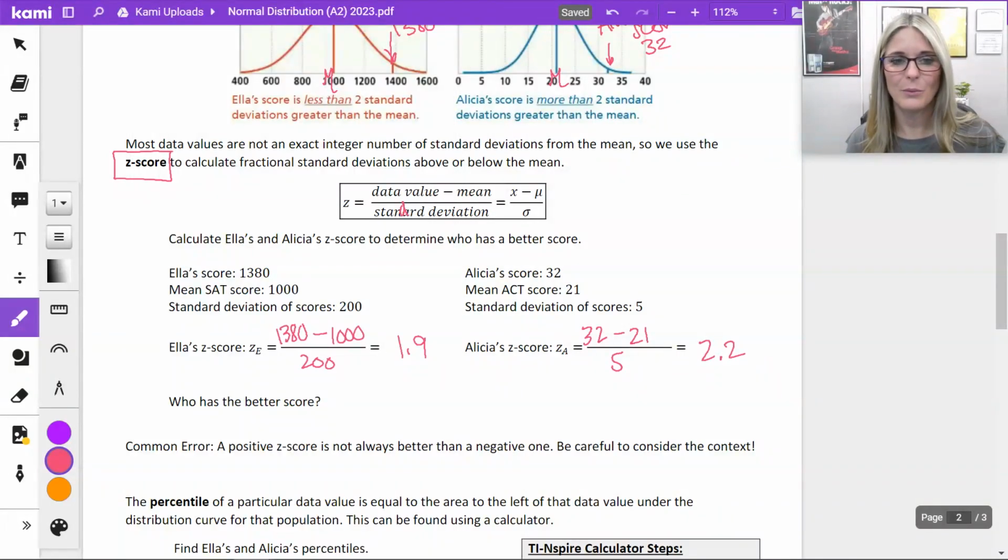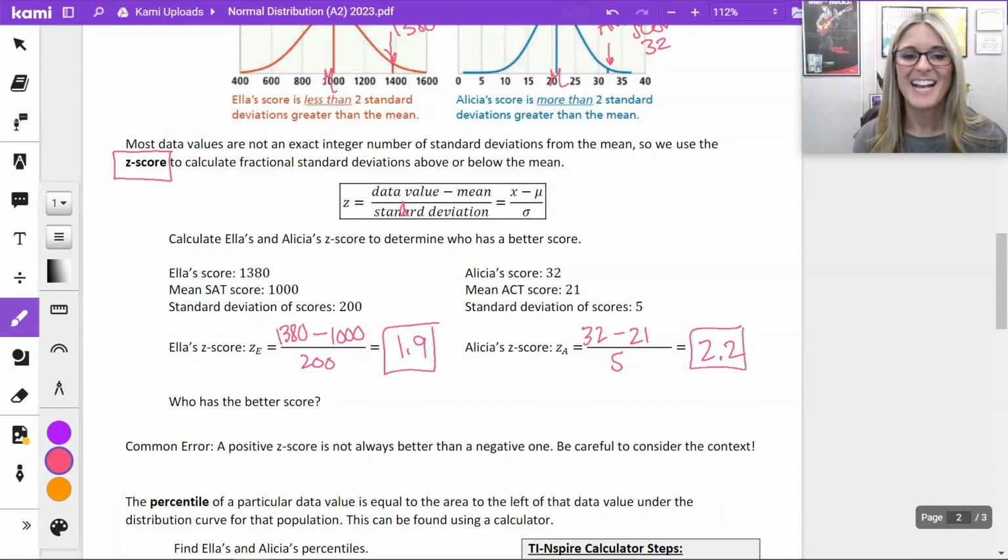All right, who did better? So Ella's was the 1.9. Alicia was a 2.2 z-score. Who did better? Alicia scored better.